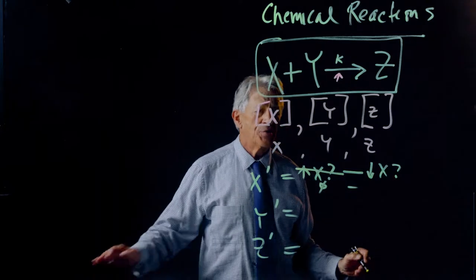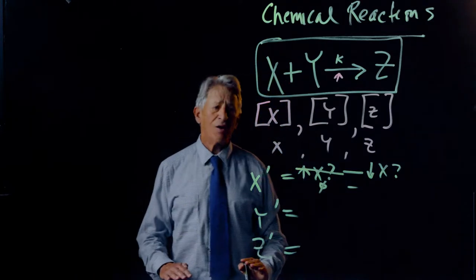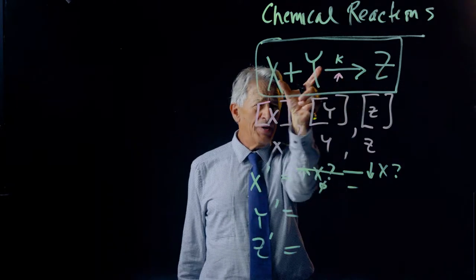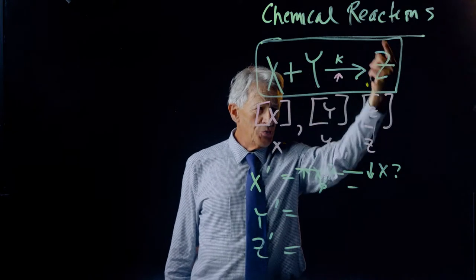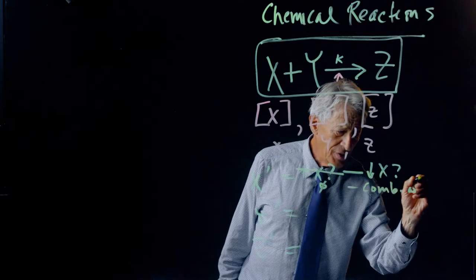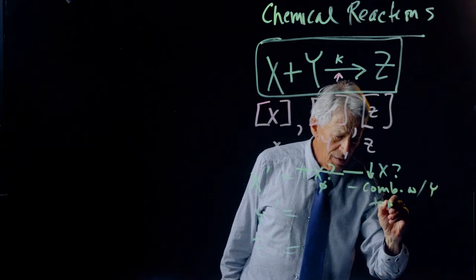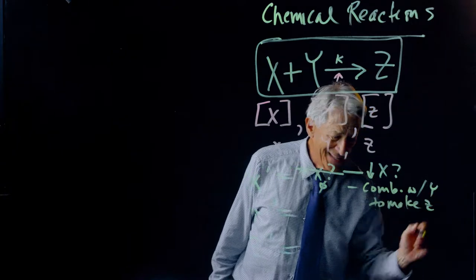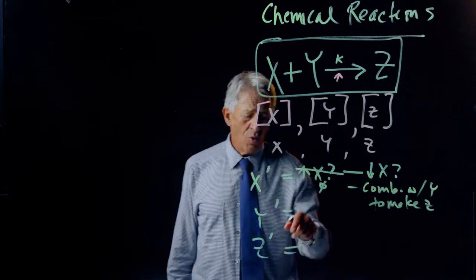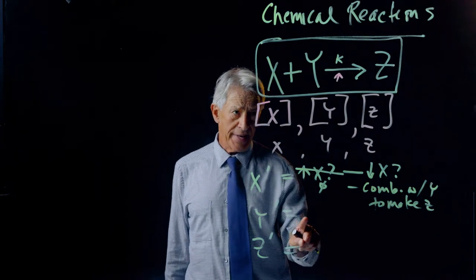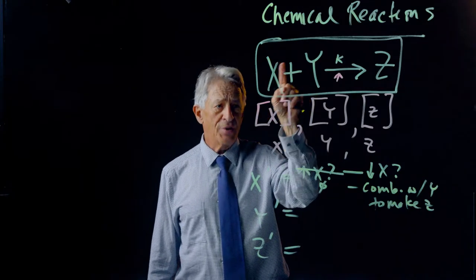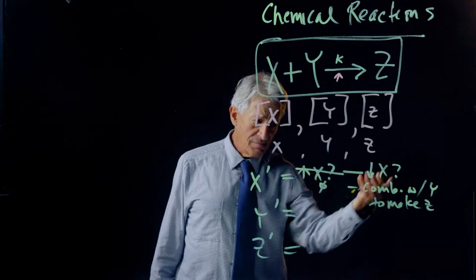Now the next question is, what makes X go down? And the answer is combination with Y to make a Z. And I'm just going to write that in English: combination with Y to make Z. We're going to have to figure out what that is mathematically. What makes Y go up? Again, nothing. What makes Y go down? Combination with X to make Z.